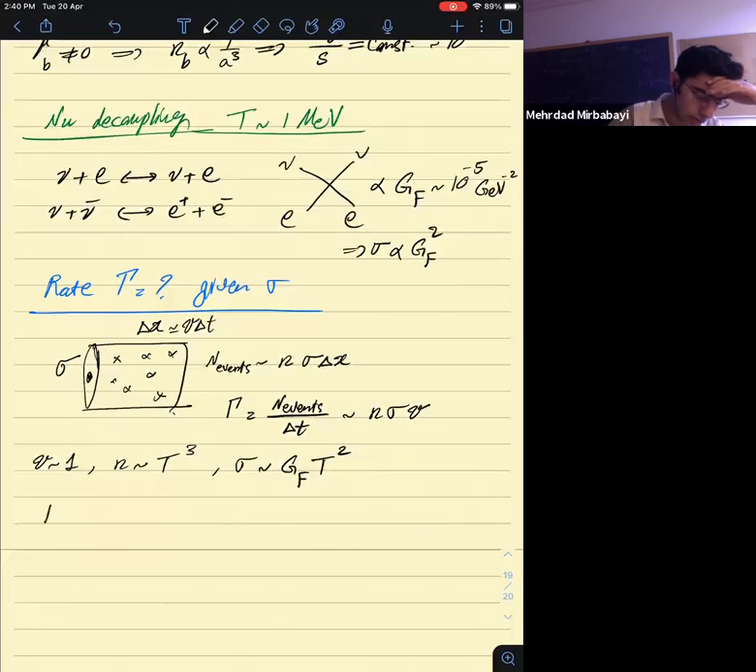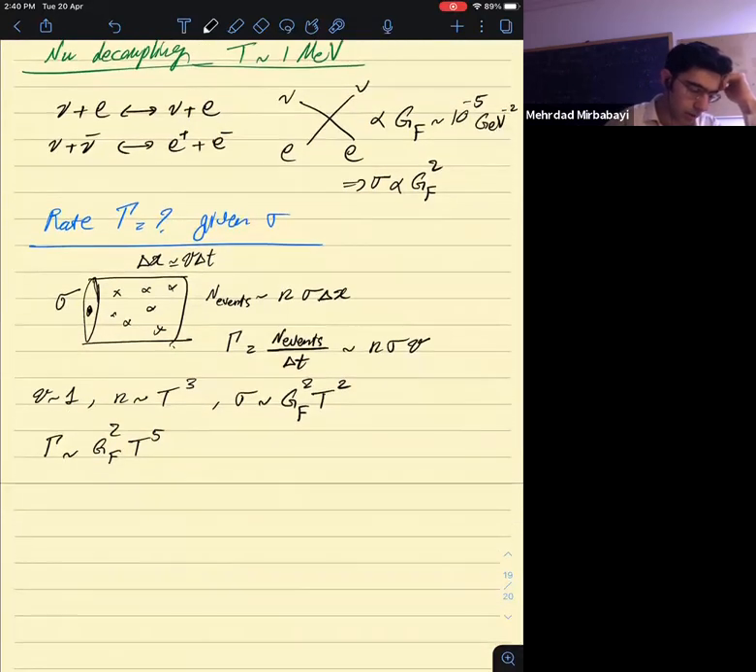So what does it tell us? It tells us that gamma is approximately G Fermi squared times T to the fifth. Okay, so this is our estimate of the rate at some given temperature.